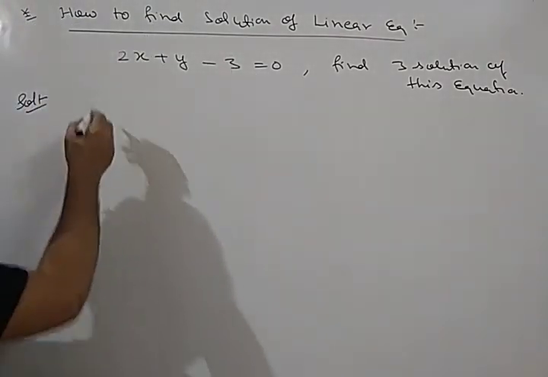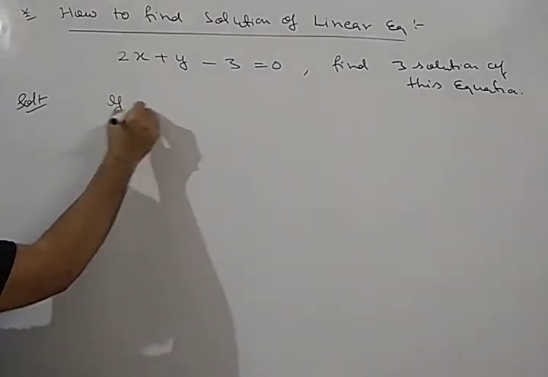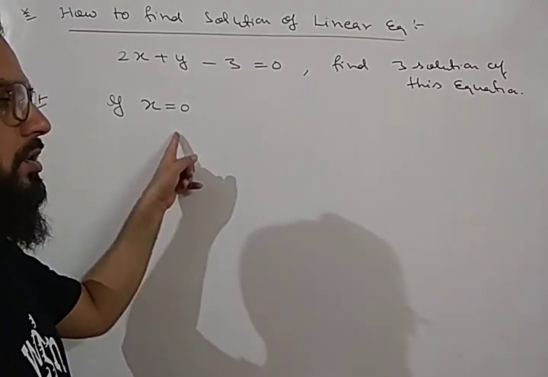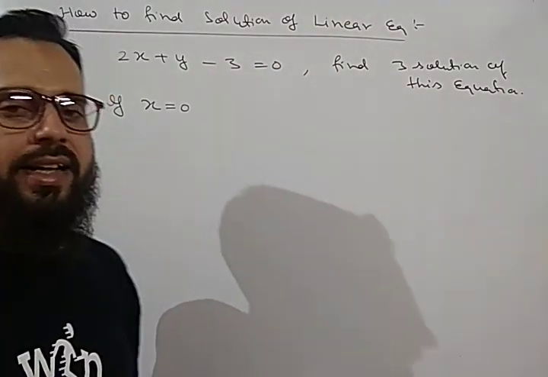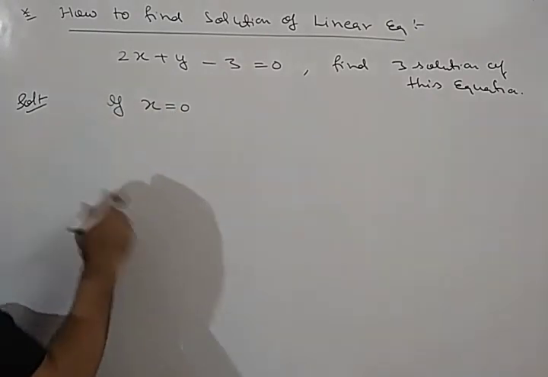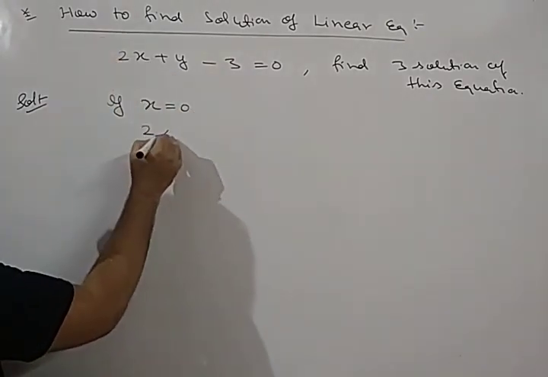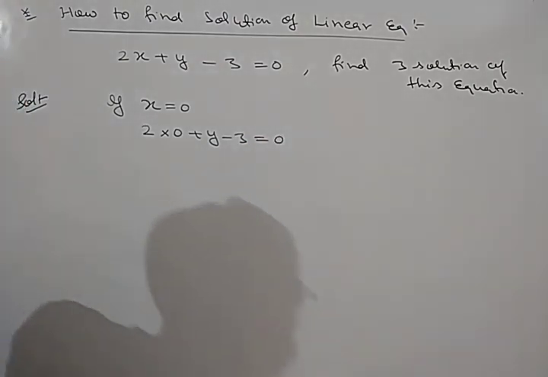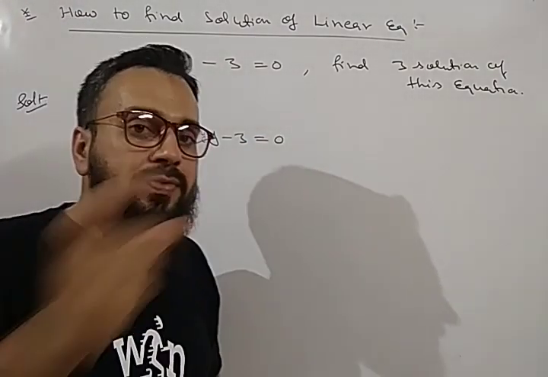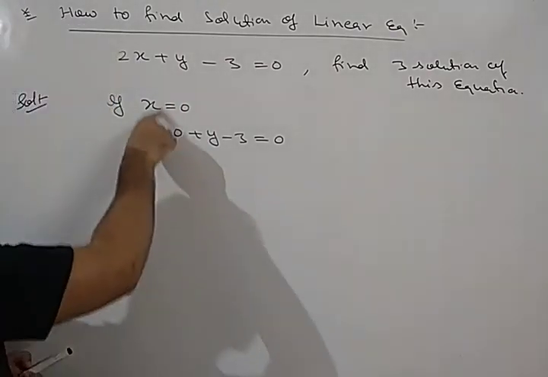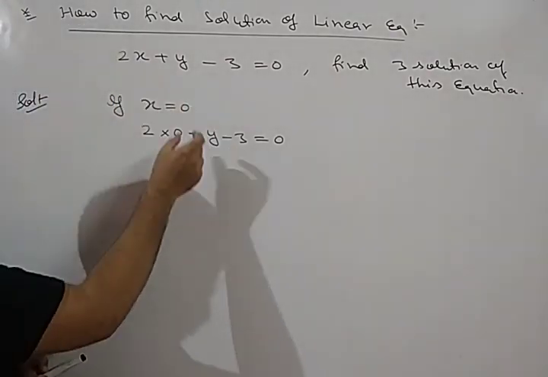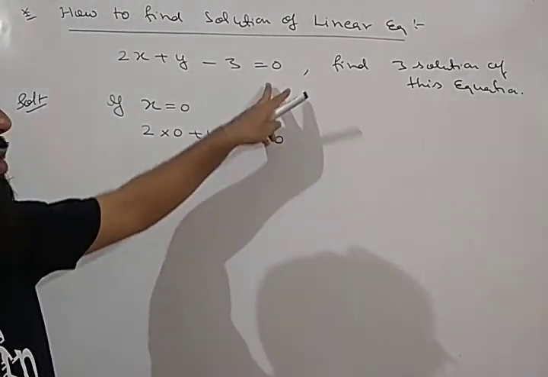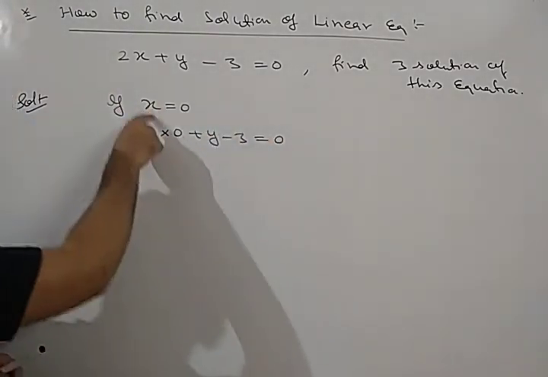Look here, if x equal to 0, always start putting the variable x from 0, then 1, 2, 3 and so on. You can take different values. So if we put x equal to 0 in this equation, then we will get 2 into 0 plus y minus 3 equals 0. Because what is the meaning of solution? Which satisfies the equation. It means by putting x equal to 0 in this equation, the value of y which satisfies this equation will make it equal to 0. The equation will be satisfied.